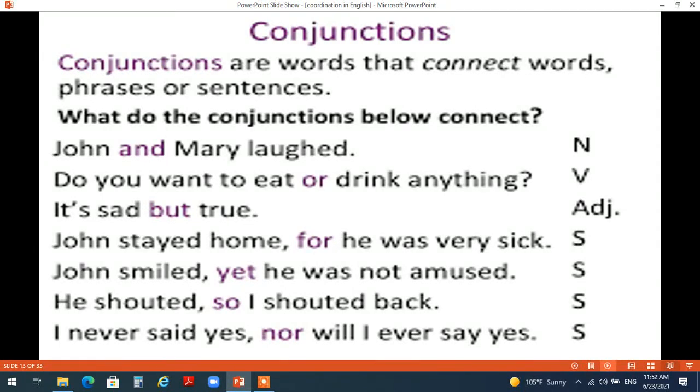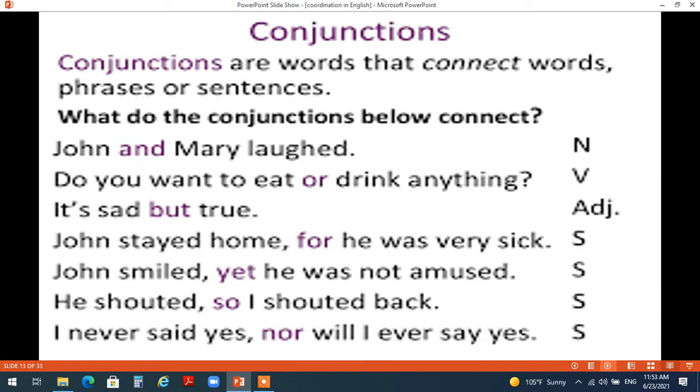Do you want to eat or drink anything? Here we have linked between two verbs, eat, drink. It's sad but true. Here we have connection between two adjectives, sad, true. John stayed home for he was very sick. Here we can say that we have a connection between two simple sentences or between two clauses.